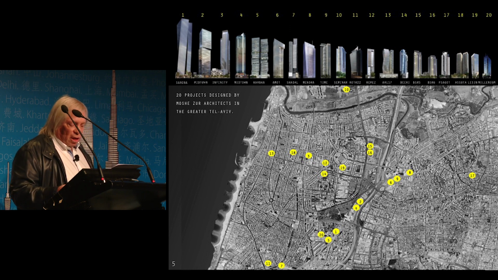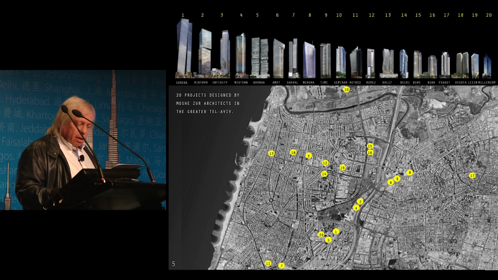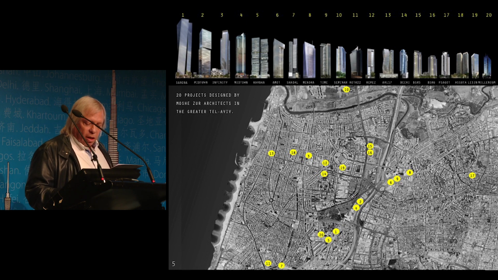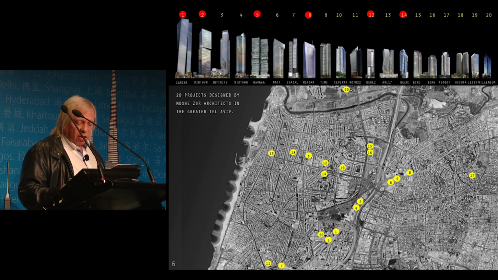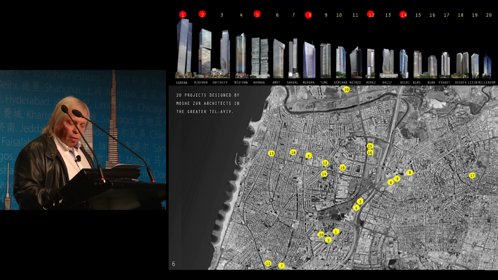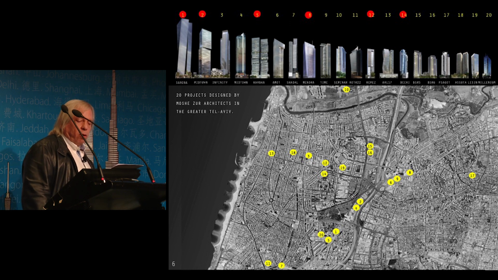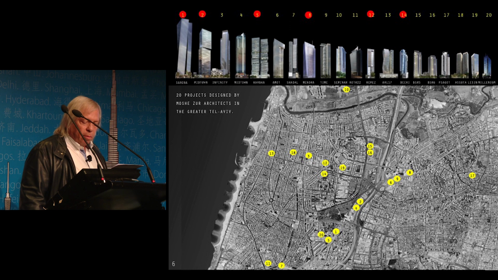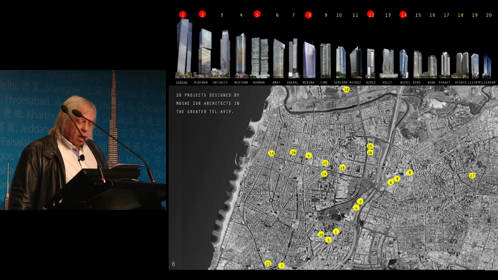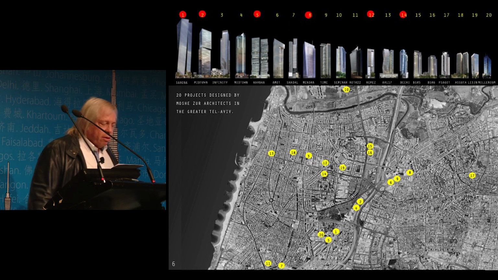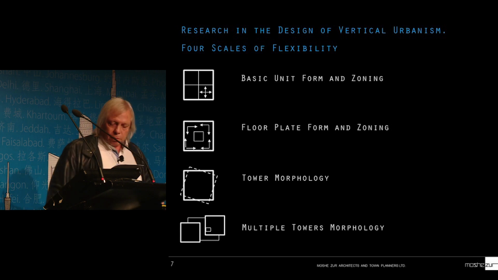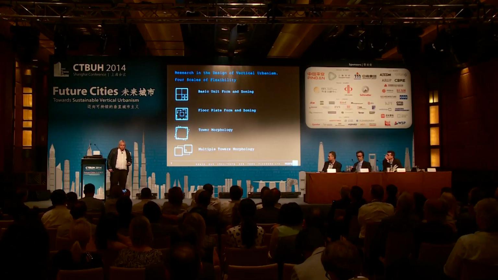The 20 projects that we have completed in our office or are in the process of design provide a case study for our research on creating a transitional urban Tel Aviv. I am going to use 6 of them, dotted in red, in order to demonstrate our thesis. Flexibility is an important factor in creating sustainable vertical urbanism. I'll consider 4 classes of flexibility that I will try to demonstrate.